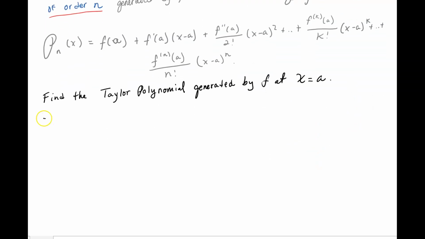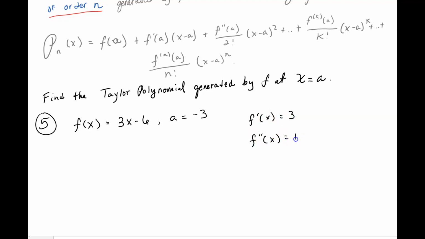So let's take a look at number 5 now. This is going to be f of x equals 3x minus 6 at a equal negative 3. We've got to find a couple of derivatives here. So we have f of x, so let's find f prime of x. F prime of x is 3. F double prime of x is going to be 0, and we really can stop there.